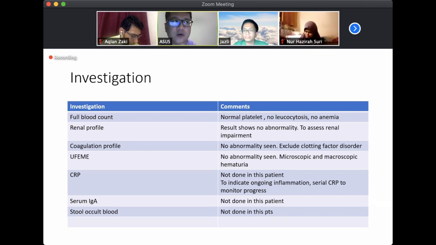Usually Henoch-Schonlein Purpura is confined to the lower limb, but you have a patient who has rashes over the upper limb, right? So ITP would be the second differential. Now, how do you differentiate between Henoch-Schonlein Purpura as compared to ITP based on clinical examination alone?